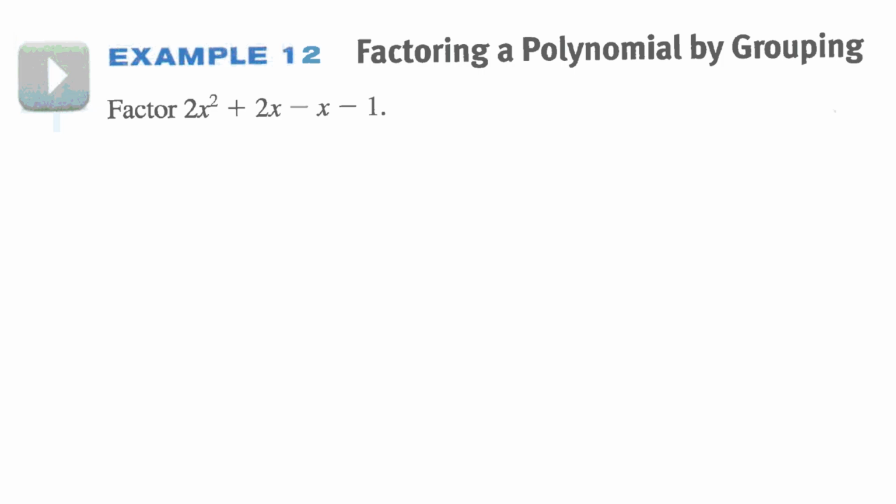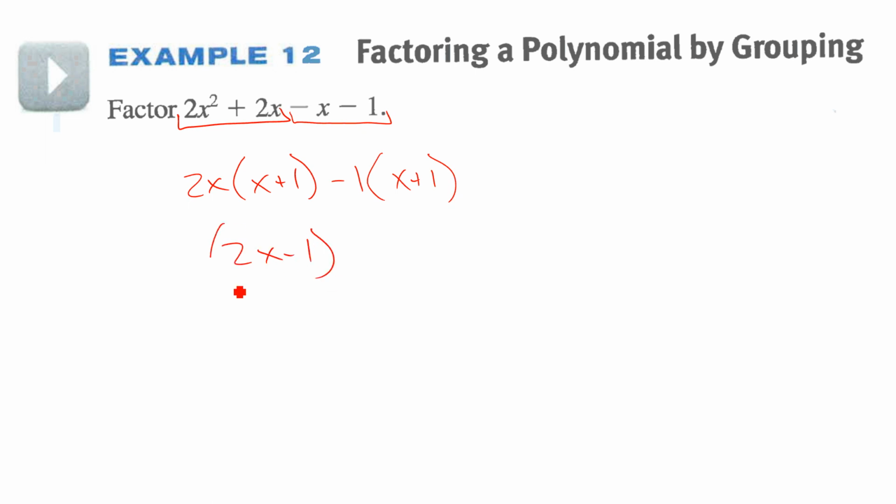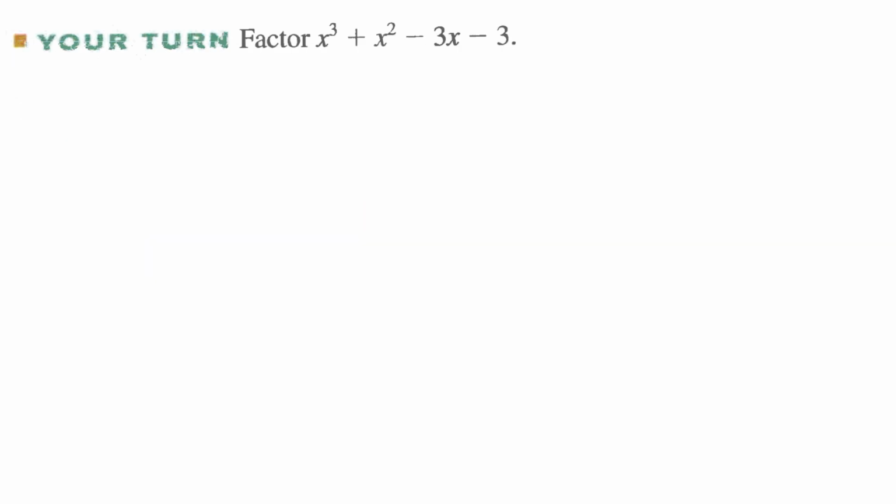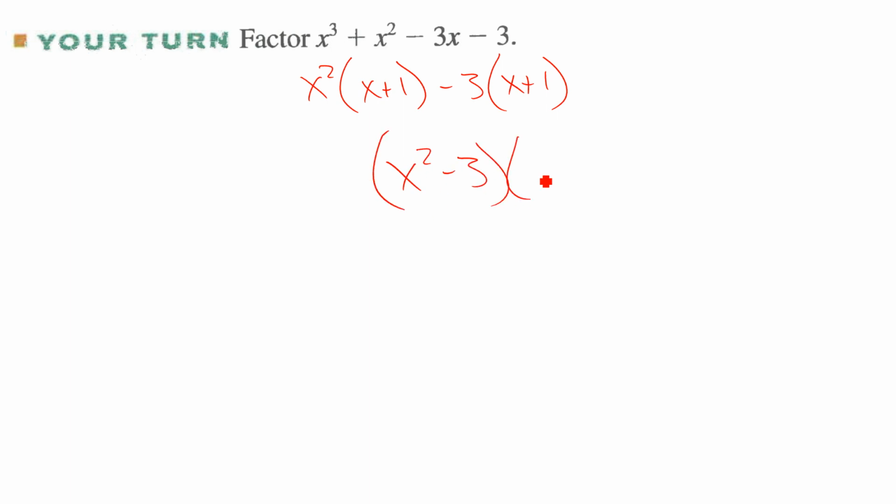All right, see if you can, one more example. Let's see. What's in common here? 2x, and we're left with an x plus 1. Now, what's in common here? A negative 1, which when we factor it out, we're left with an x plus 1. And so now we have 2x minus 1, the things not in common, times x plus 1, the things in common. All right, now it's your turn. Try it on this example. x squared, x plus 1, minus 3, x plus 1, so we get x squared minus 3.